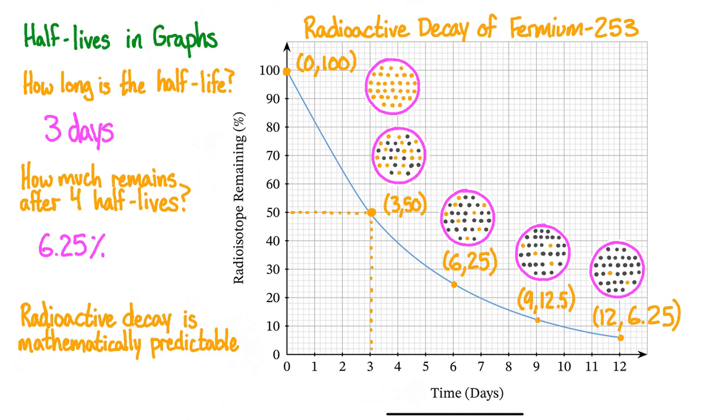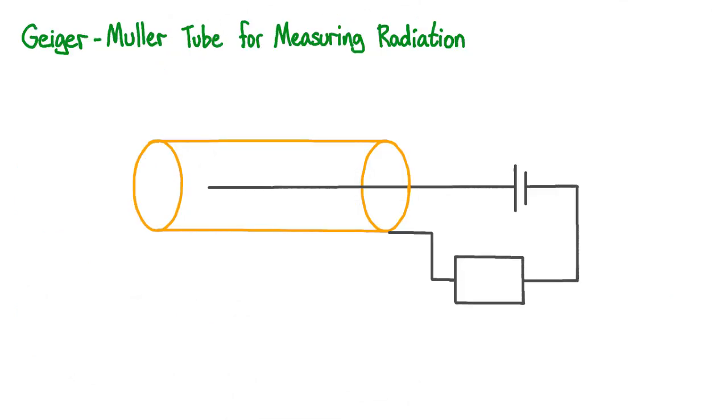So we can use the half-life of an isotope to accurately predict, with the help of a mathematical model, how much of it will remain at any given time. Surprisingly enough, we can actually measure radiation as it happens, using an ingenious device called a Geiger-Müller tube.